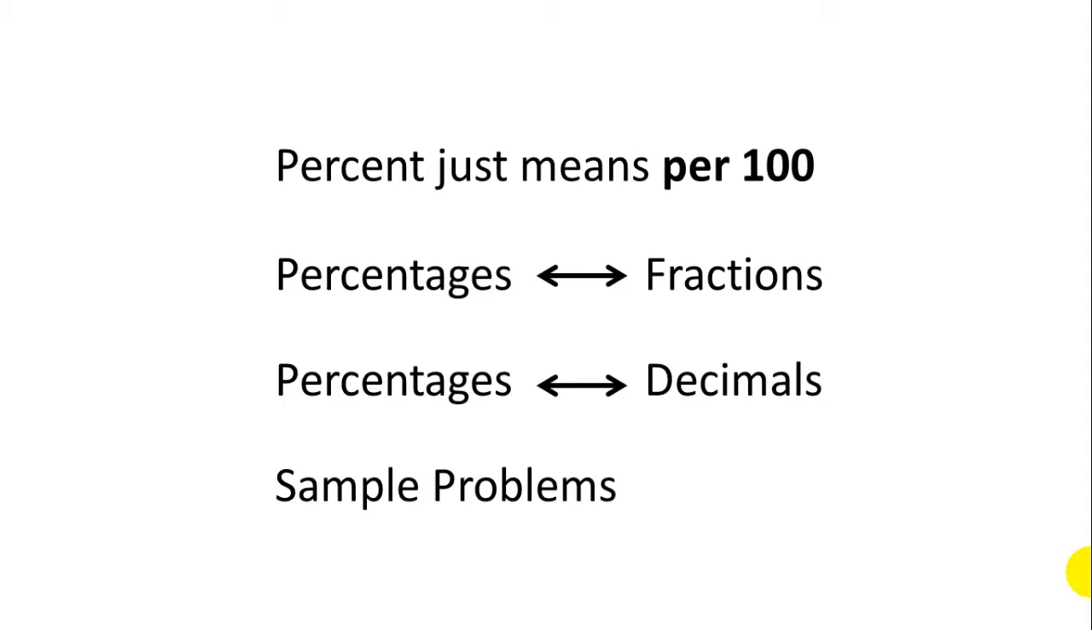A percent just means per 100. So you can see the word CENT is from century. It's the same root as the word century, which means 100. So percent really just means per 100.